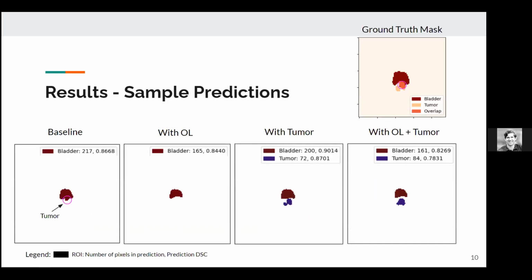Here we see a slice from one of the 4 challenging patients with significant overlap in the ground truth. This is a good example where we were able to improve on our baseline's tumor overlap performance. This patient has an overlap of 22% in the ground truth data, which is decreased and removed across our different models. This is the most apparent in the tumor plus overlap loss model.